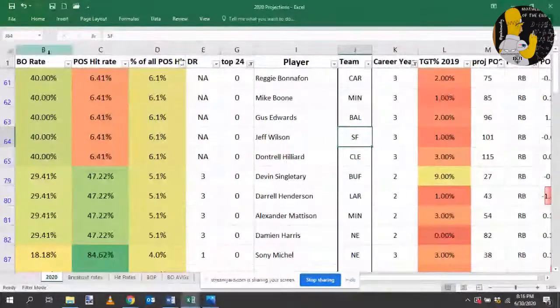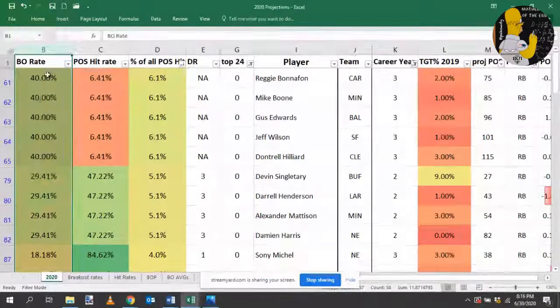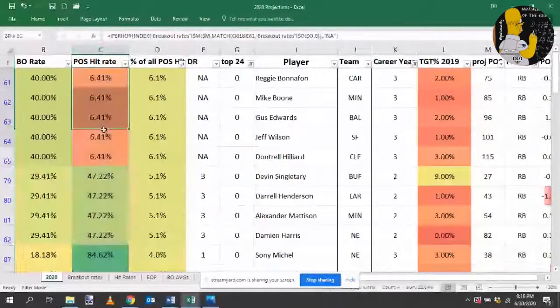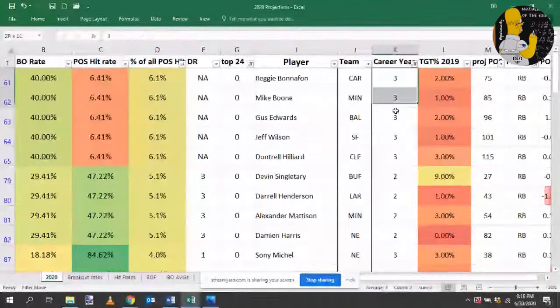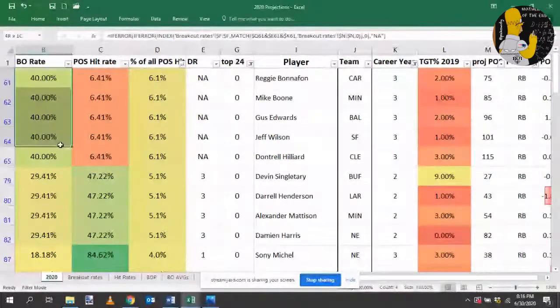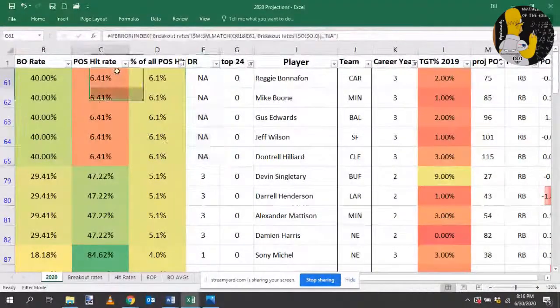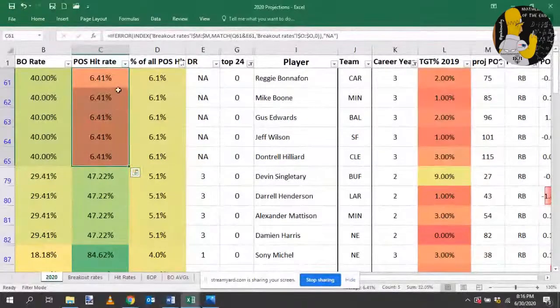I inputted the breakout rate, the rate at which breakouts happen in an individual career year, and then their positional hit rate, so the percentage of players from that draft round that actually break out. So lots of players who are drafted in the third round, for example, break out in year 3, but where's the draft capital? Can't see it. Undrafted free agents don't break out a lot. 6% of all breakouts actually are only accounted for by players that were undrafted.